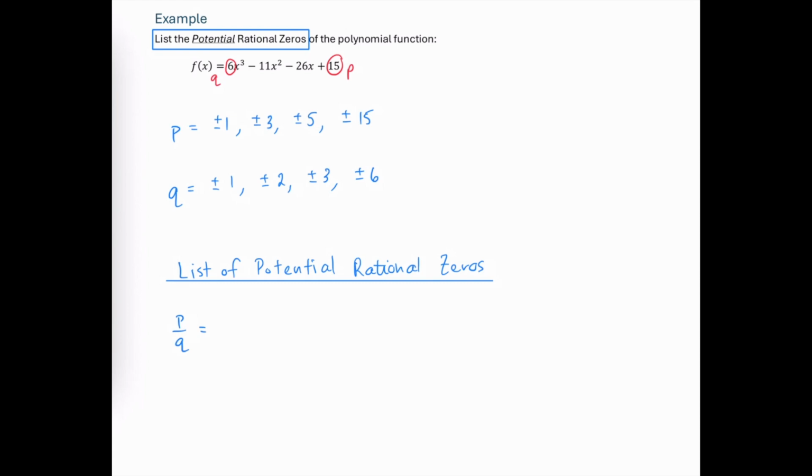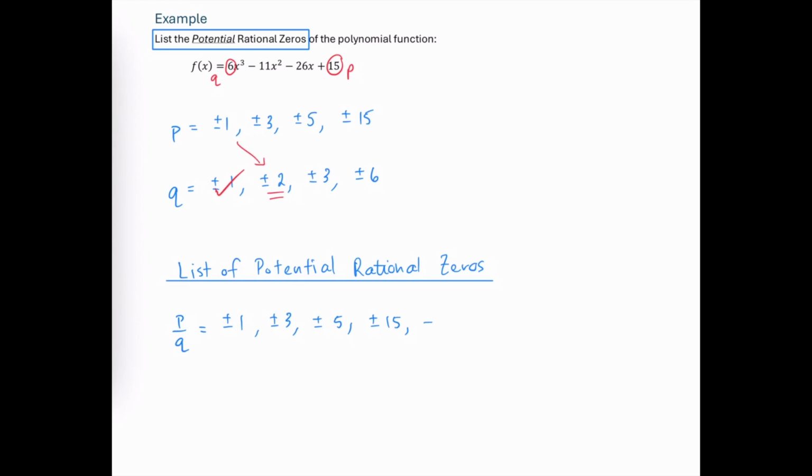I like to start with the first factor of q and write all the factors of p over the first factor of q. So starting with 1 over 1 is going to be plus or minus 1. 3 over 1 is plus or minus 3. 5 over 1 we get plus or minus 5. And 15 over 1 we get plus or minus 15. Once we've completed everything over 1, let's move to all the factors of p over 2.